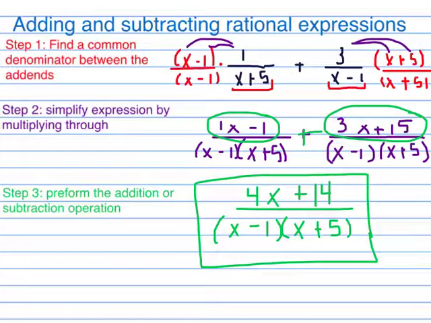Now it's good to look and see maybe if something would cancel out. You should check. If I were to factor the numerator, I'd factor a 2 out. I'd end up with 2x plus 7. None of that would cancel out with the denominator. So we are good, and that would be our final answer. So let's look at a couple more problems, and then we'll look at some complex fractions.